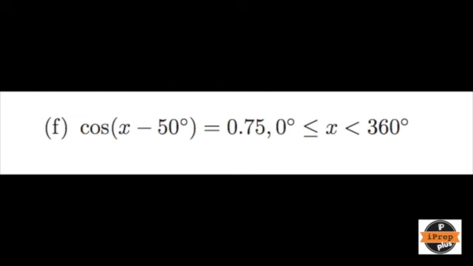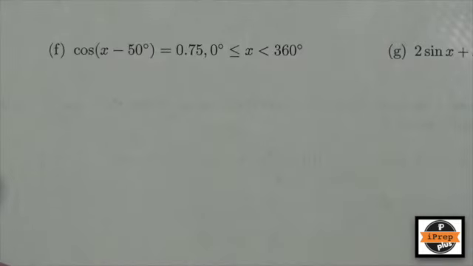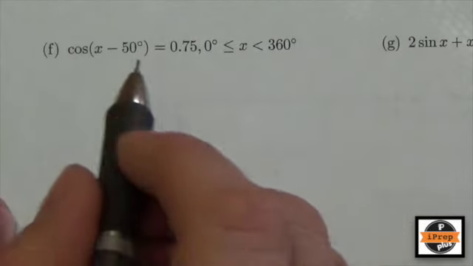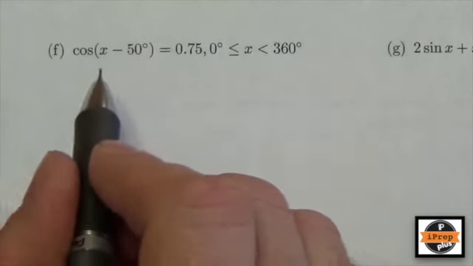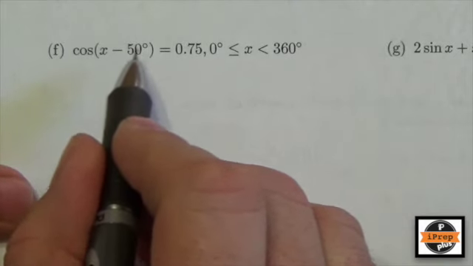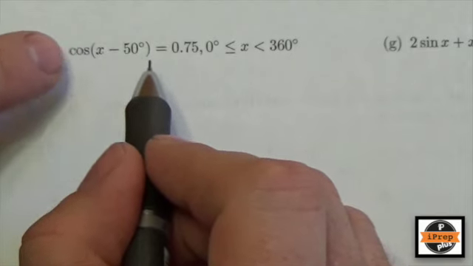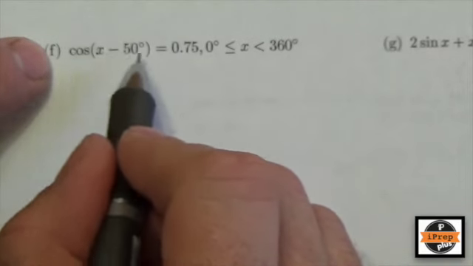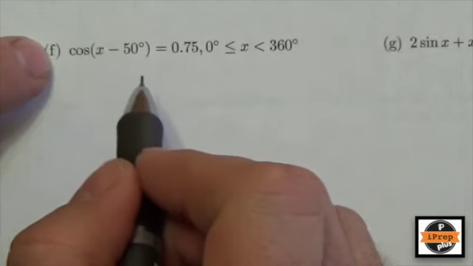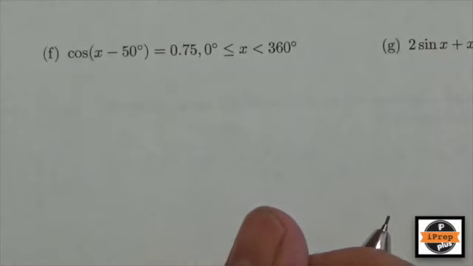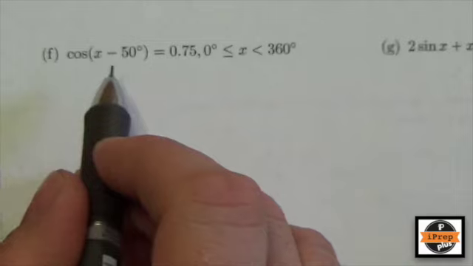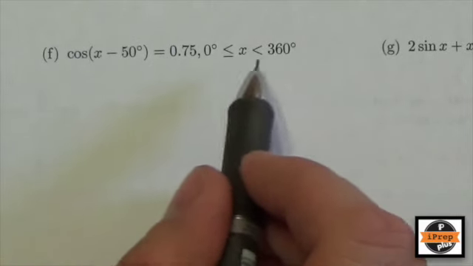Solve cosine of x minus 50 degrees is equal to 0.75, where x is between 0 degrees and 360 degrees. Here's another good question, and something you should be looking out for here. Notice in this case it's the cosine of x minus 50 degrees. In this case, the algebra happens after the trigonometry, because the algebra is within the trig function here. So that's what makes this kind of problem unique. Now we're going to come back to this in just a second, but first let's take a quick look at the domain.